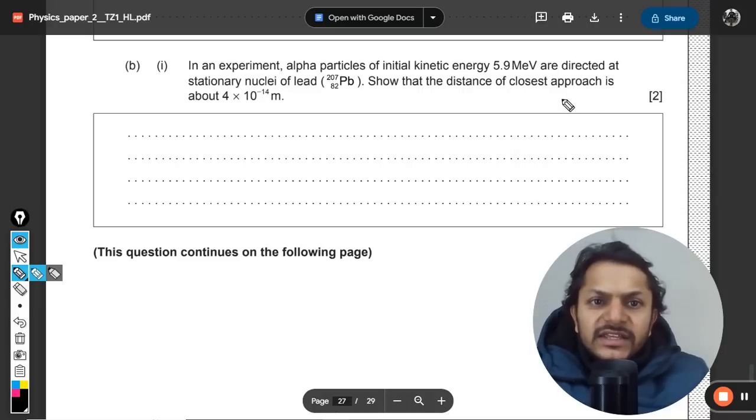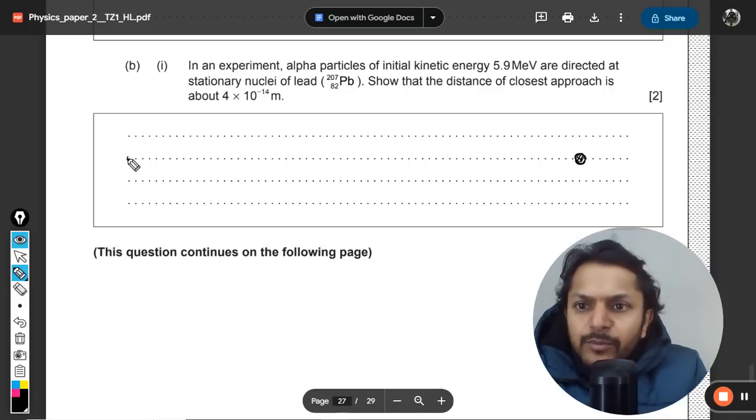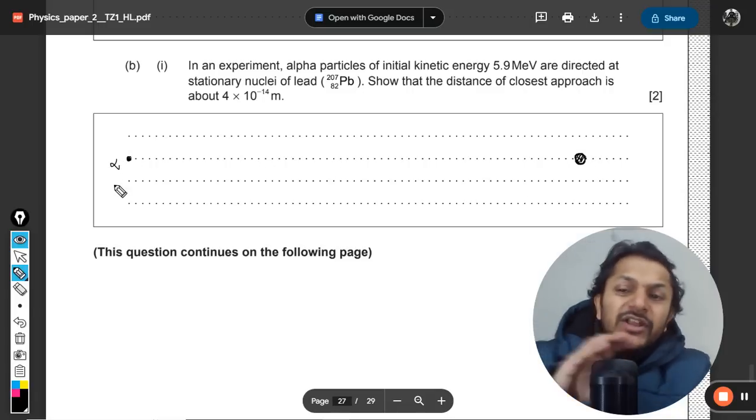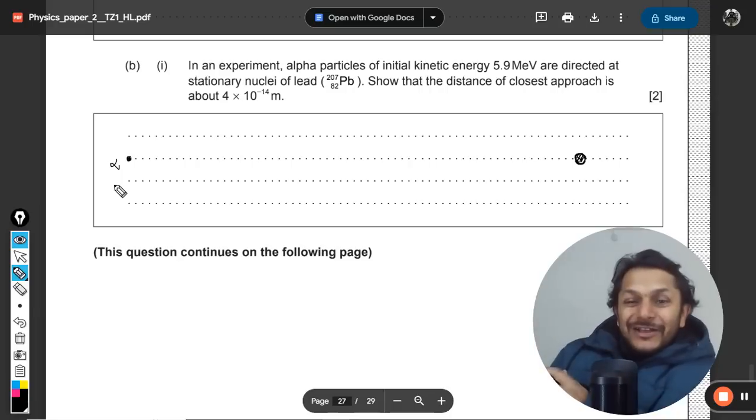Now, what is the distance of closest approach? How do we define it? Let us first understand. Let us say this is the nucleus, and there is an alpha particle here, really far away. That is why I have drawn it in a very weird manner, with the alpha on the other end.